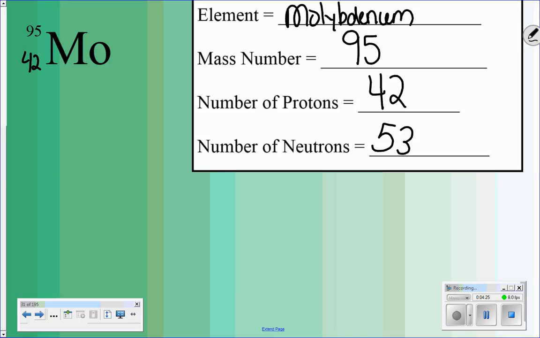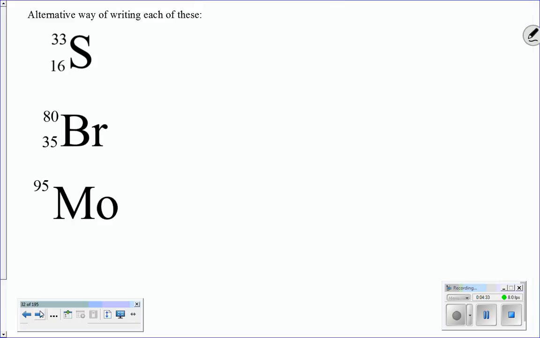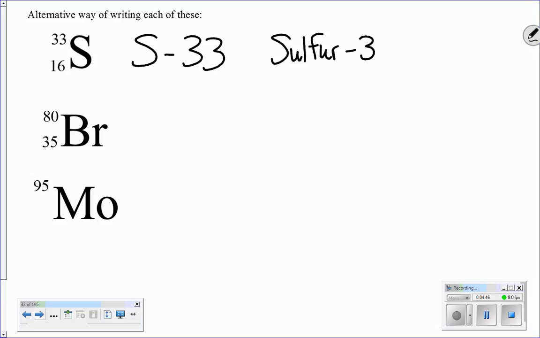We'll be using isotopic notation a lot throughout the year in some different units, so it is important that you understand how to read these symbols. Alternatively, you can also write them a little bit differently. You can write S-33. You don't write the 16. That's assumed. Sometimes if you're typing something, it's easier to write it that way, or you can write out sulfur-33. So this is a common way of showing what the element is, which lets people know how many protons there are, and the mass. So you can do Br-80.